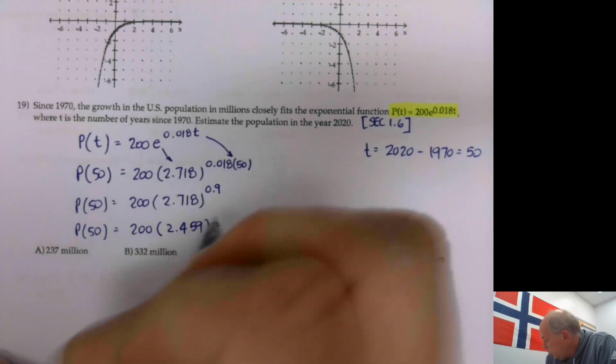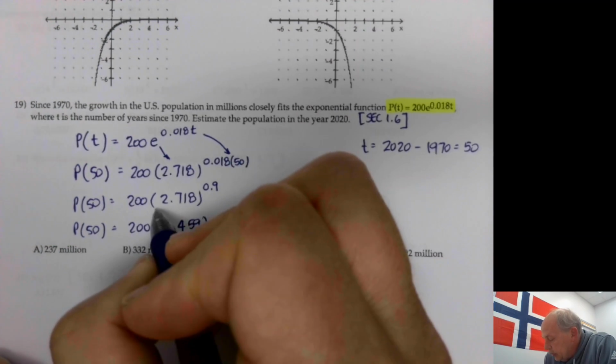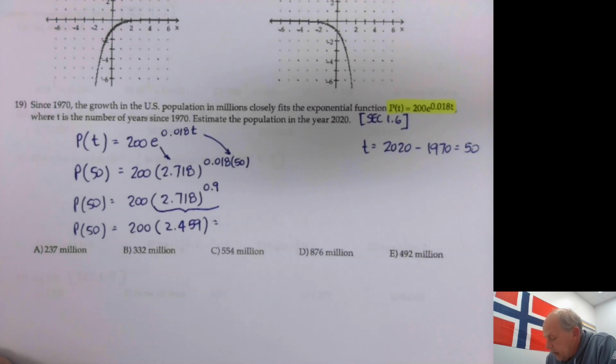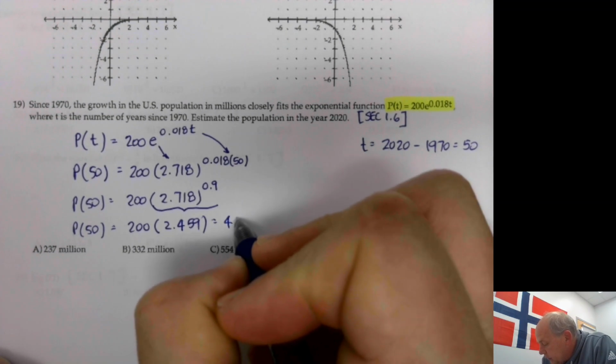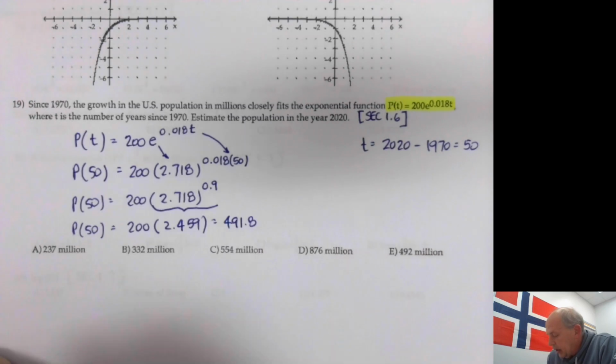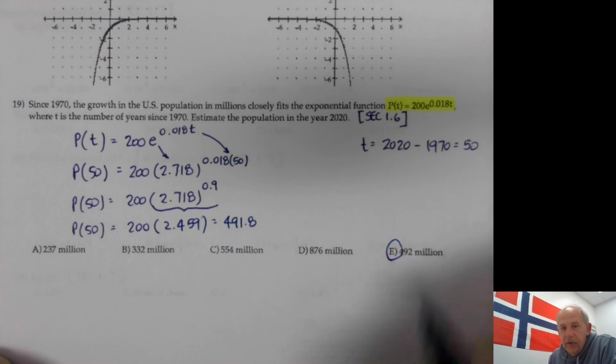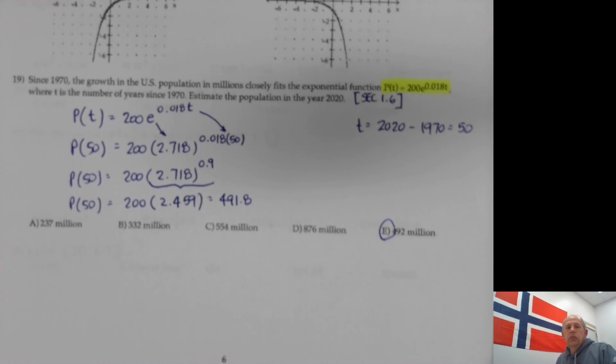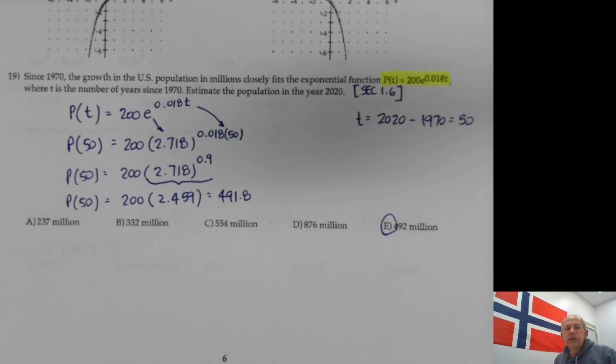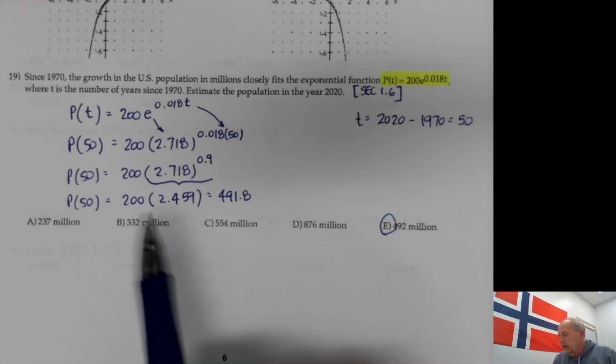2.718 to the 0.9 power is 2.459. I multiply those two together, 200 times 2.459, and that is 4.918 in my calculator. I would have about 492 million people. There's how I would do that one from start to finish.